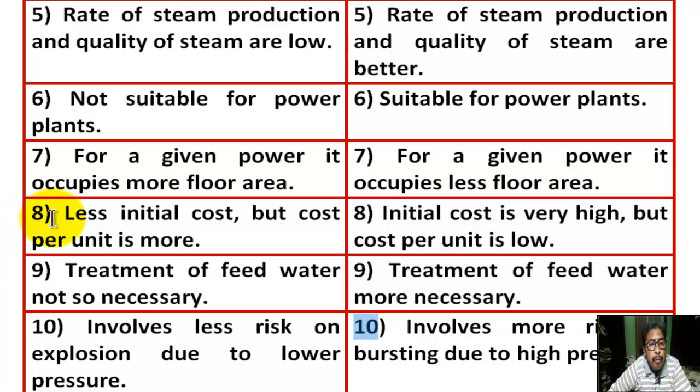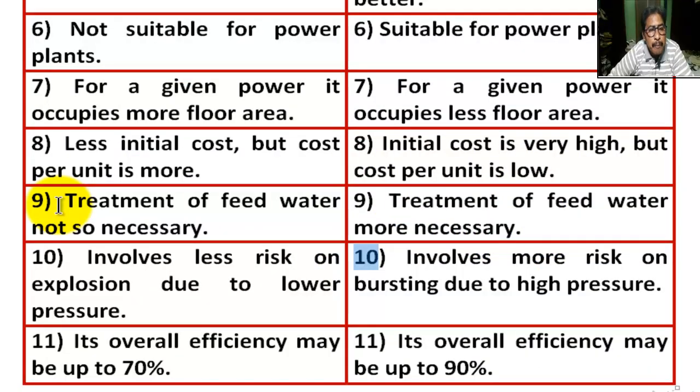Number 8, for fire tube boiler, less initial cost but cost per unit power generation is more. For water tube boiler, initial cost is very high but cost per unit is low. Okay.